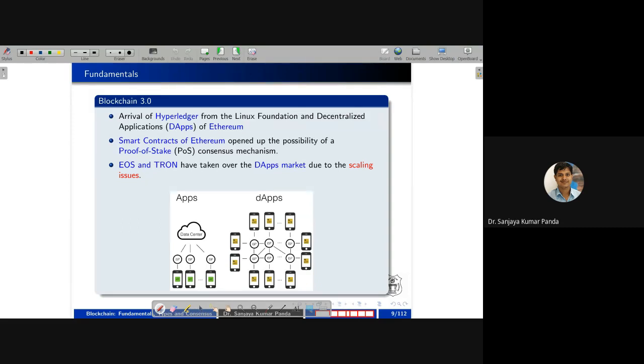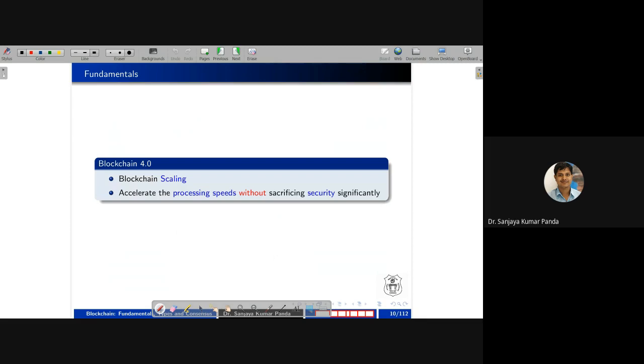Next, EOS and TRON have taken over this DApps market, that is the decentralized application market, due to scaling issues. Obviously scaling is an issue in each and every sector, right? If the number of users increases, how do we handle that? If you talk about social networking websites or online shopping websites, day by day the number of users is increasing, right? The number of requests is increasing. So you have to see how you can manage them without increasing the infrastructure, and if at all required, you have to extend the infrastructure in order to deal with that. That's why scaling is always an issue for all types of technology. Here also you can see both EOS and TRON have taken the market of DApps due to this particular issue.